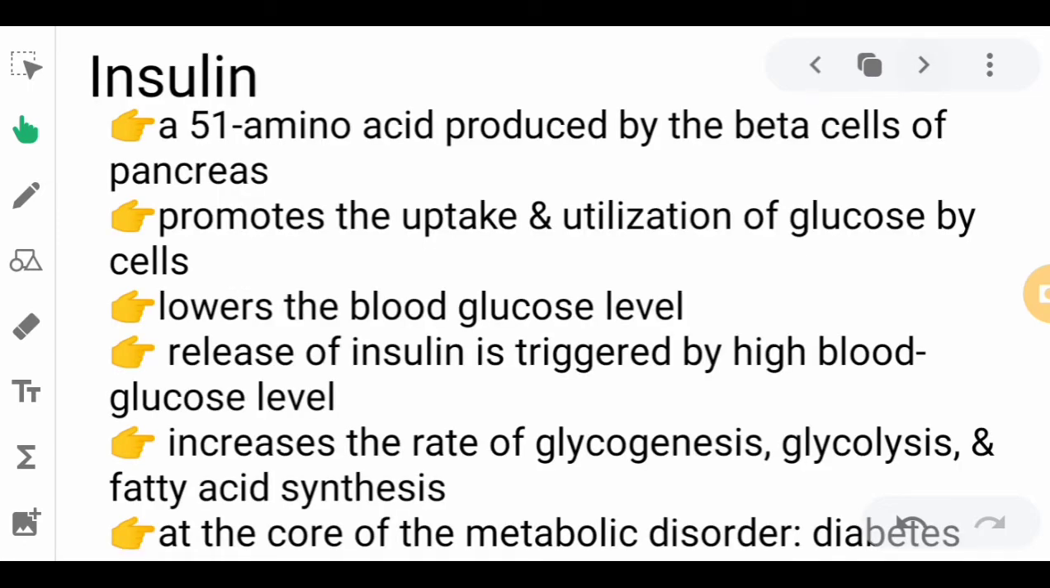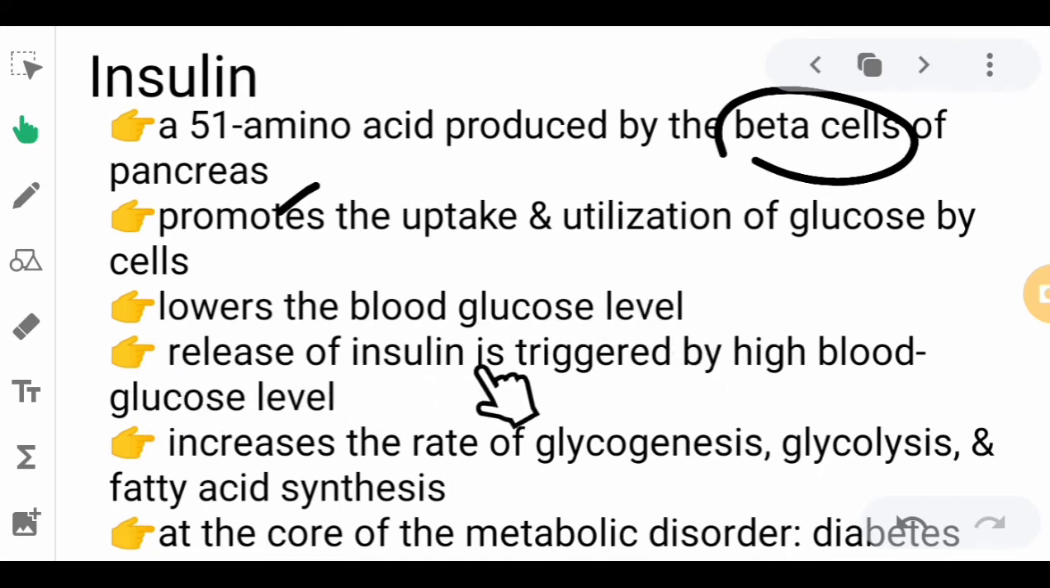Let us start with insulin. This is a 51 amino acid hormone that is produced by the beta cells of the pancreas. Don't be confused, beta cells are just cells found in the pancreas that are in charge of the production of insulin. Insulin promotes the uptake and utilization of glucose by cells. Therefore, its principal function is to lower the blood glucose level. You can also find this in lipid metabolism.